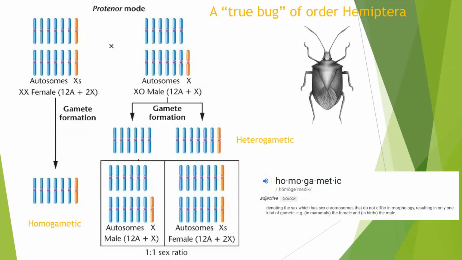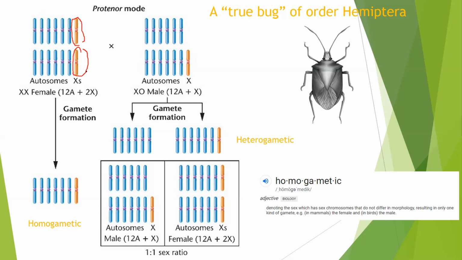Okay, perfect. All right, let's look at sex determination in bugs. In bugs, it's a little bit different. This is different from humans and mammals, and it's also different from Drosophila. In bugs, they only have one type of sex chromosome. They only have the X chromosome. They do not have another sex chromosome in a different morphology. So how do they differentiate the males and the females?